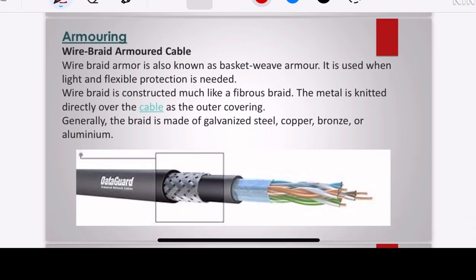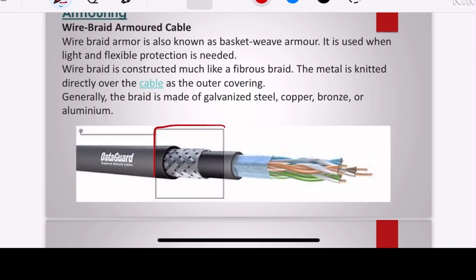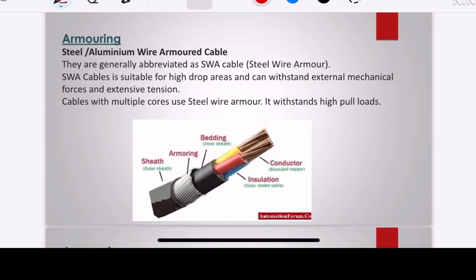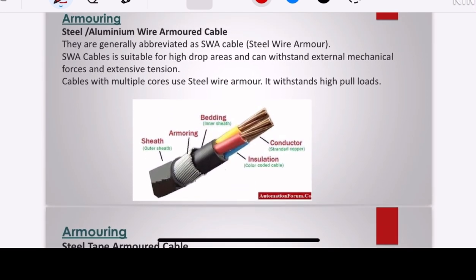What does it mean? You see, when the armor is in such an arrangement, then that arrangement of the armor is called wire braid armored cable. And when the armoring is made up of steel in a wire shape, then that arrangement of armor is called steel wire armored. And when the armor is made up of aluminium in a wire shape, then that arrangement of armor is called aluminium wire armored.